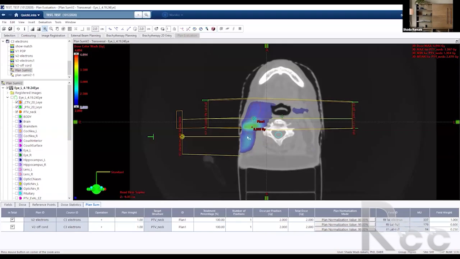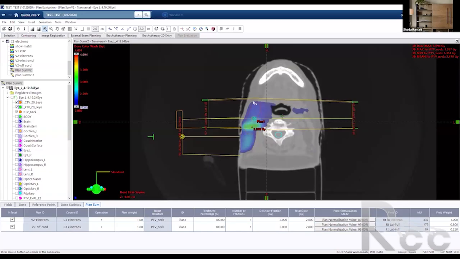2 gray covering it. Usually you have lymph nodes also extending posteriorly, or if not, you add another block here to stop the electrons. And then your spinal cord is covered, it is safe. But what do we have here? Now we have a 3.3 gray hotspot.